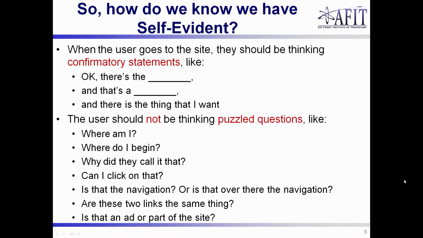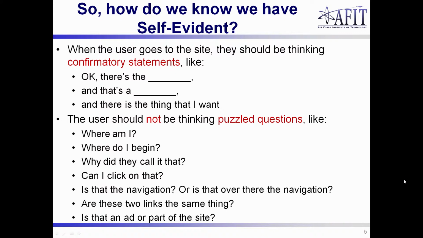They might see an item and they wonder, can I click on that? Is that a button? Is that a link? Or is that just a picture? Right? Or they ask, is that the navigation? Or is that area over there the navigation? Right? So they're having trouble figuring out how to navigate the site.